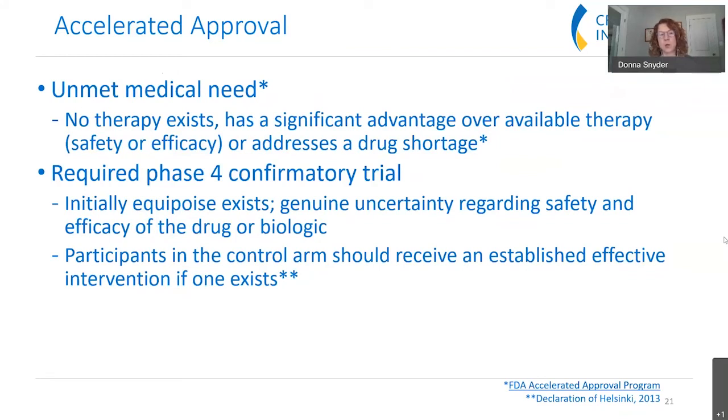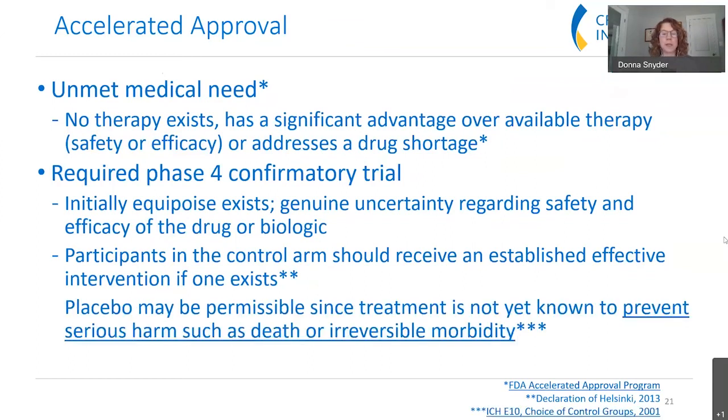So in situations where this unmet medical need may fall into this category of a significant advantage over available therapy, then we may compare this product that's been allowed to move forward under accelerated approval. We may compare it to this other therapy that's already been marketed. And placebo may be permissible since treatment is not yet known to prevent serious harm such as death or irreversible morbidity, as is defined by the regs.